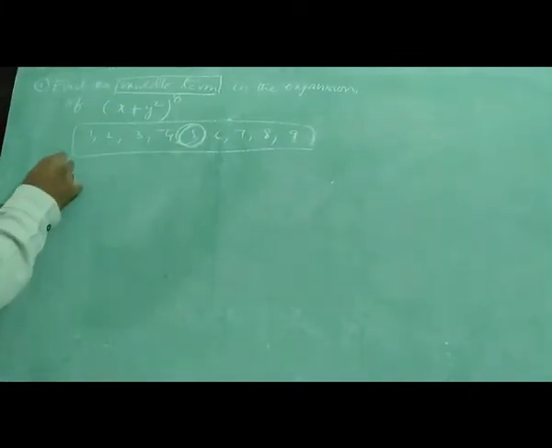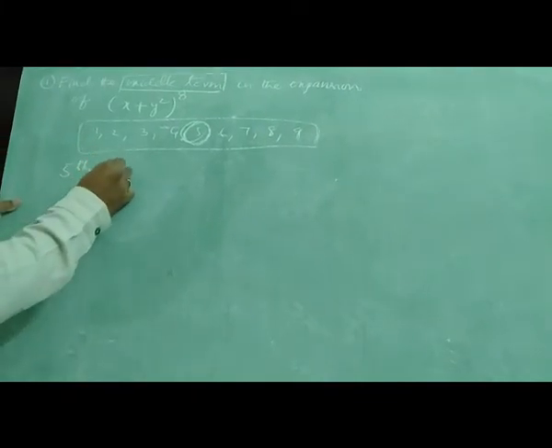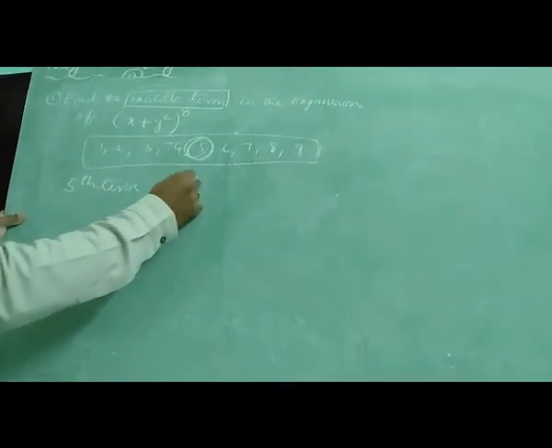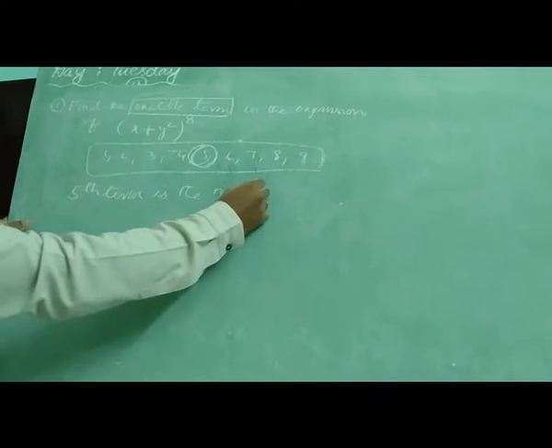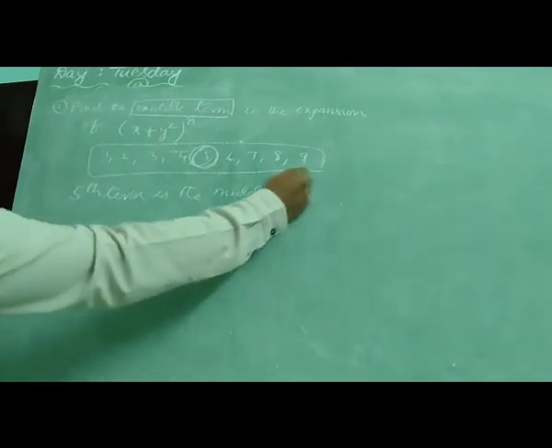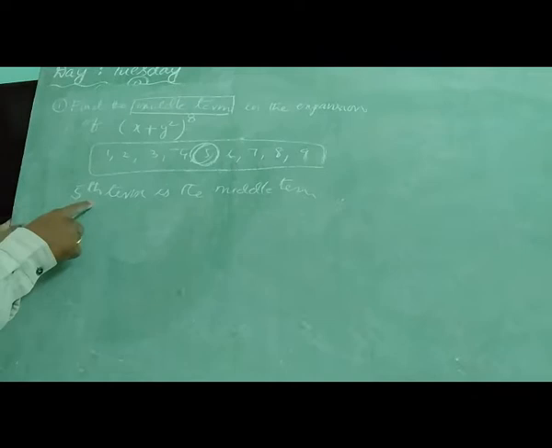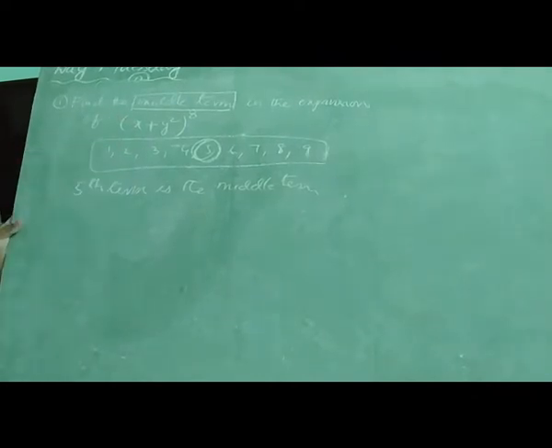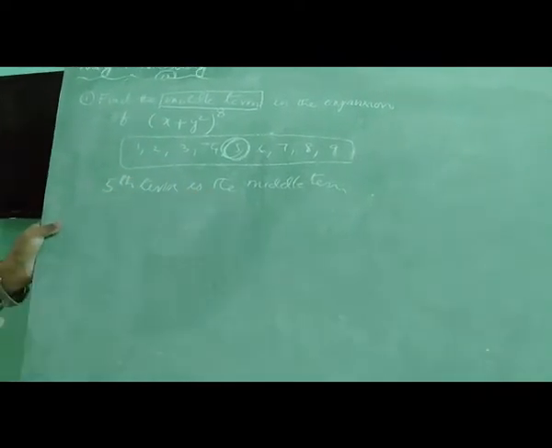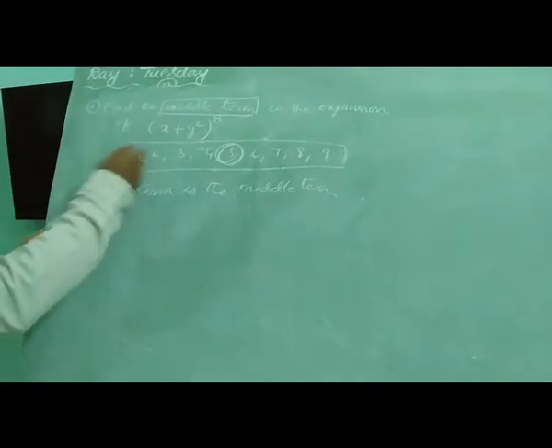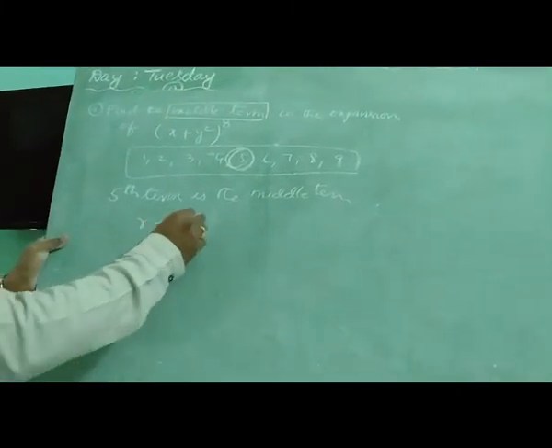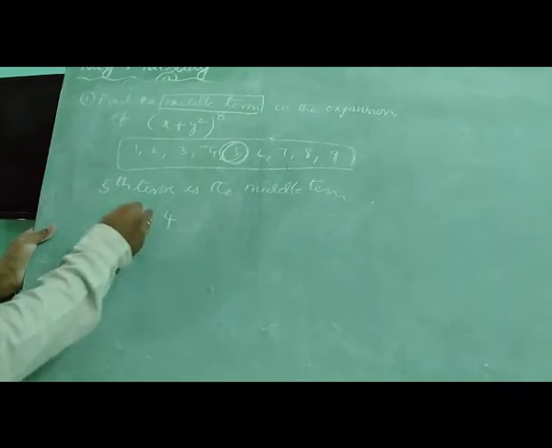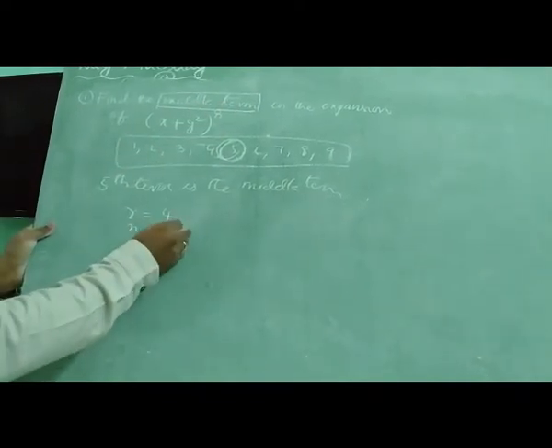That means the fifth term is the middle term. So if you find the fifth term, this fifth term gives the middle term in this expansion. Now, how do you find the fifth term? You know already. For finding the fifth term, what do you take as the R value? R is equal to 4. And what is the n value? n is equal to 8.